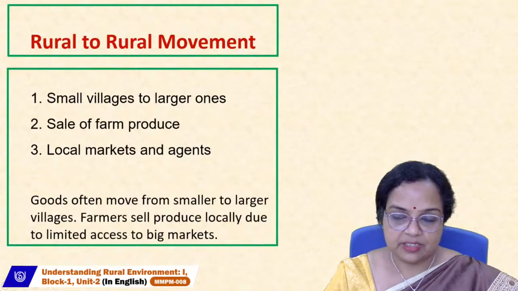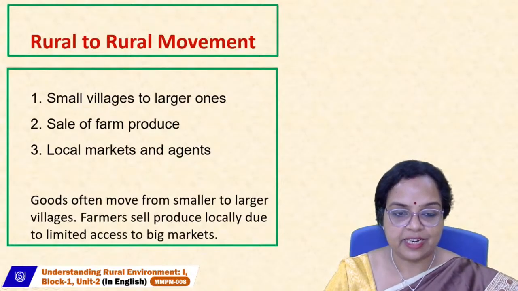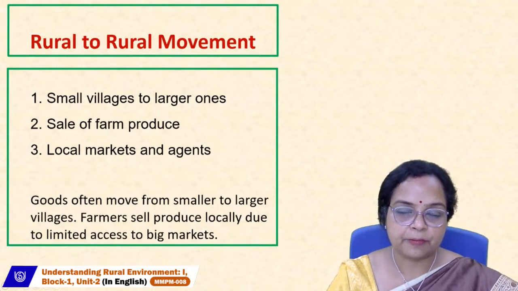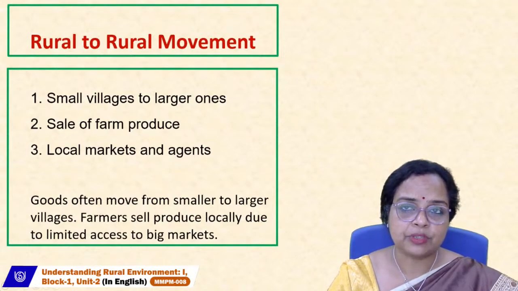Local markets and agents. Let's understand this in detail. Sometimes the farmers harvest their own produce, then they sell the produce.